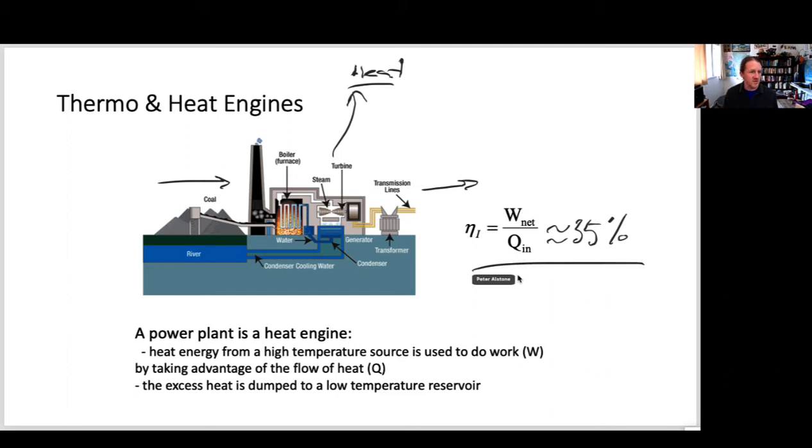So the question that we want to ask with the second law, and with the analysis of the power plant as a heat engine, is just how good is it to be 35% efficient? What is that compared to? What's the theoretical best efficiency, and how close are we?